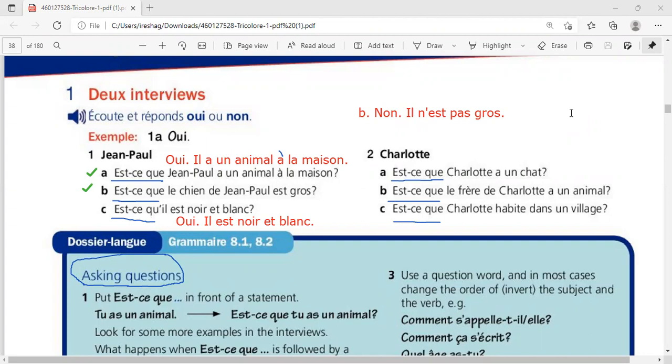Is there anyone still writing the questions? Yes, miss. Can you please wait? Maybe you can write down the meaning in the book itself, then take it to the writing book. I'll give it now. Est-ce que Charlotte a un chat? Does Charlotte has a cat?